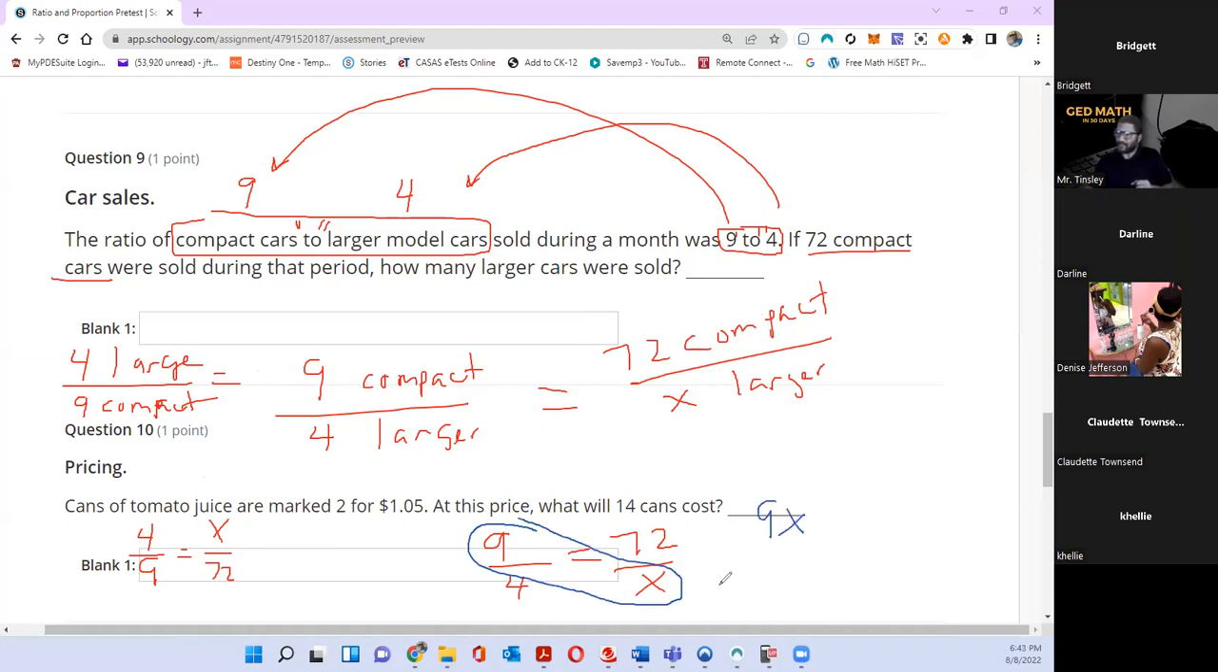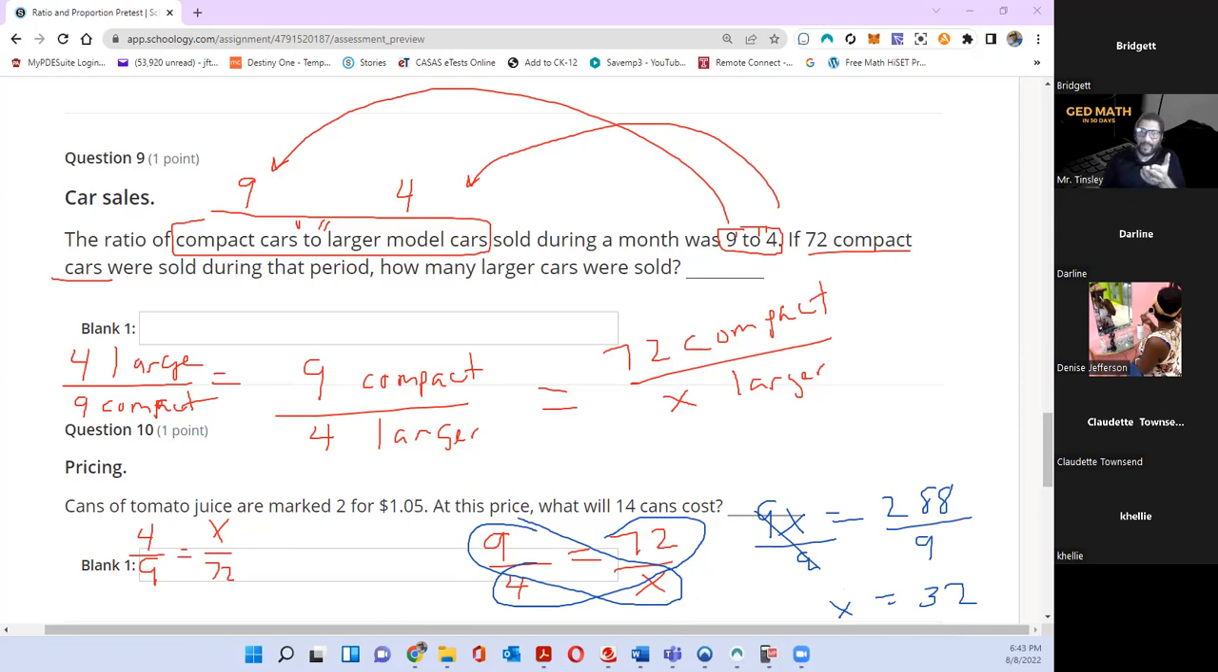9x equals 288. In order to solve for x, I divide both sides by 9. I get x equals 32.